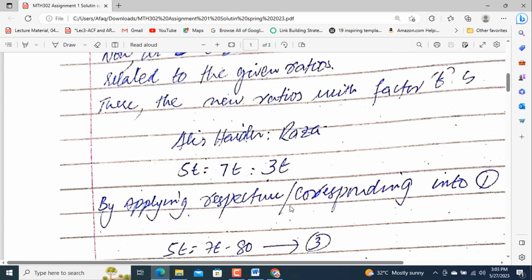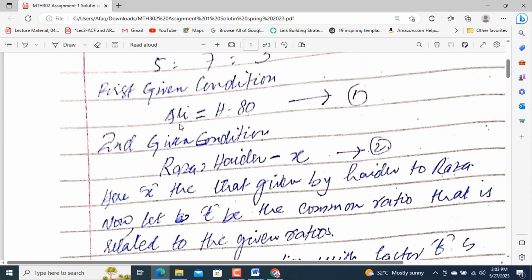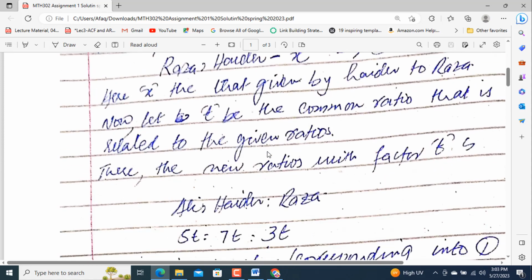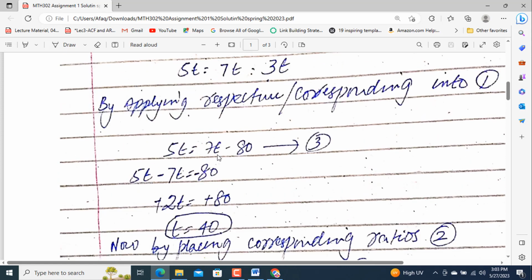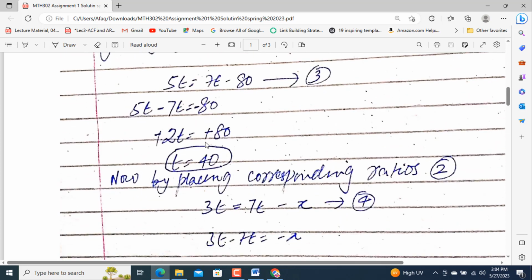By applying the corresponding ratios in equation 1, we know that Ali is equal to Haider minus 80 milliliters of milk. So 5T is equal to 7T minus 80. When I move 7T from right to left, it changes its sign and turns negative. 5T minus 7T is equal to minus 80, so minus 2T is equal to minus 80. The minus signs cancel each other, and dividing both sides by 2, we get T equal to 40. So this is the common ratio factor.